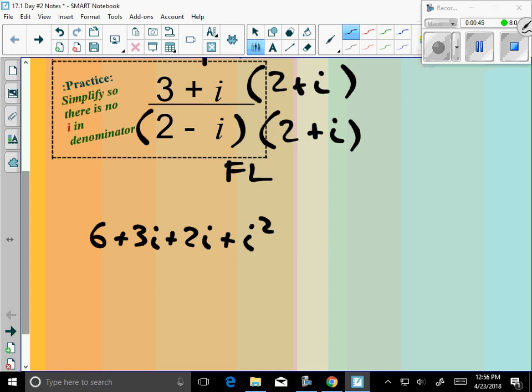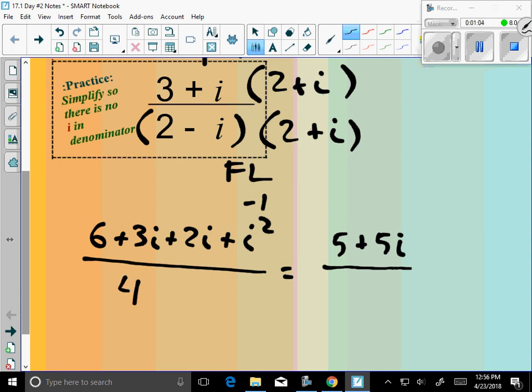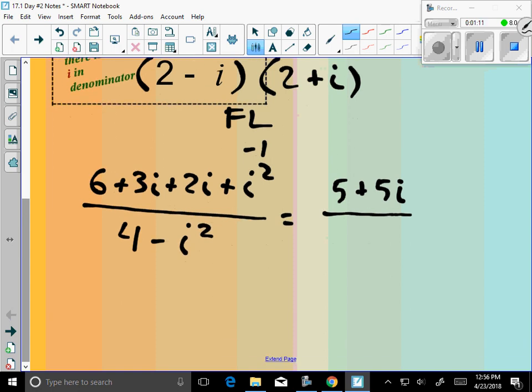All right, let's simplify that right quick here. I get 6. What is i squared again? -1. So I get a 5 plus a 5i. Comfortable? Okay, now I Florida in the denominator here, which is 2 times 2, which we know is 4. And -i times i, which is -i squared, which is -1, which is a positive 1. So 4 plus 1 is 5.